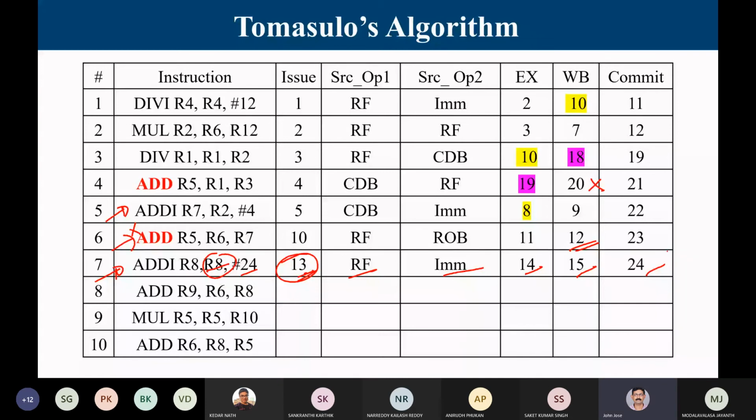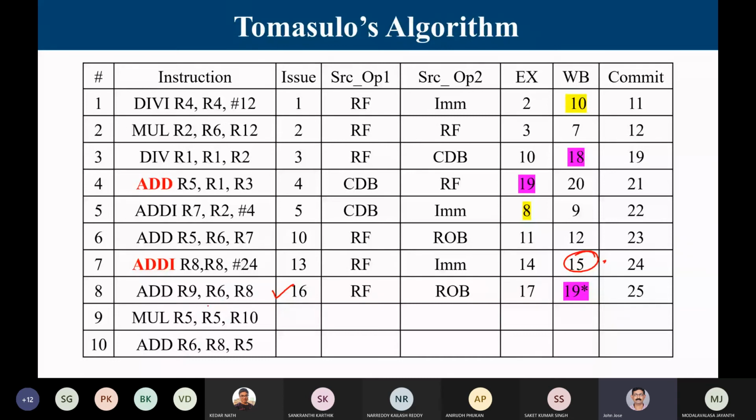Now I go to the 8th instruction. Again, the same problem: I have to wait for one add instruction to get over, and only then can I issue. That is because of the shortage of reservation stations. Had there been more reservation stations, this stalling would not happen. This is a structural hazard.